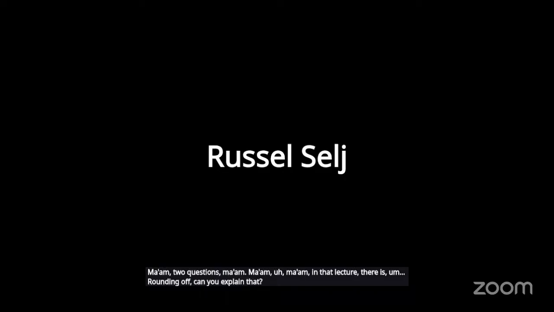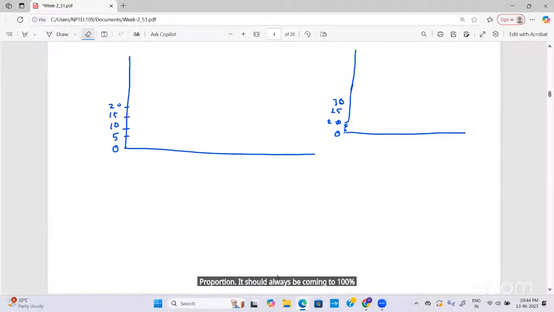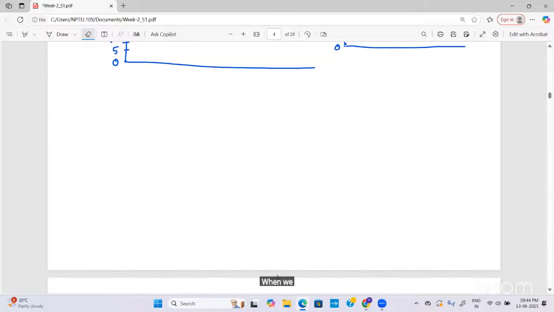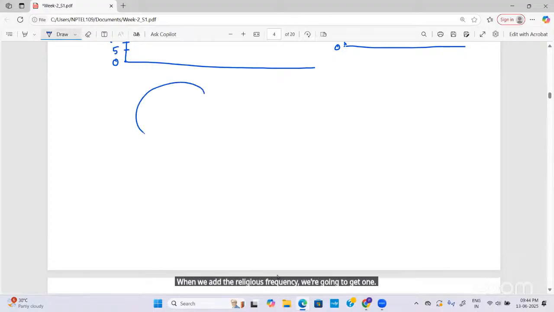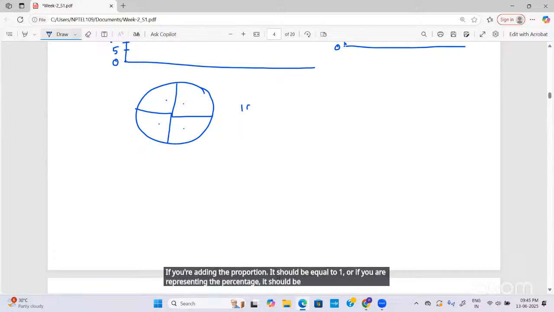Ma'am, in the lectures there is rounding off. Can you explain that? Okay, so round off error is something like this: whenever you add all the categories' proportions, it should always come to 100%, or if you are taking relative frequency, it should be 1. When we add the relative frequencies, we want to get 1. But when you round off, that should not happen. If you are adding the proportions, it should equal 1, or if you are representing percentages, it should equal 100%.